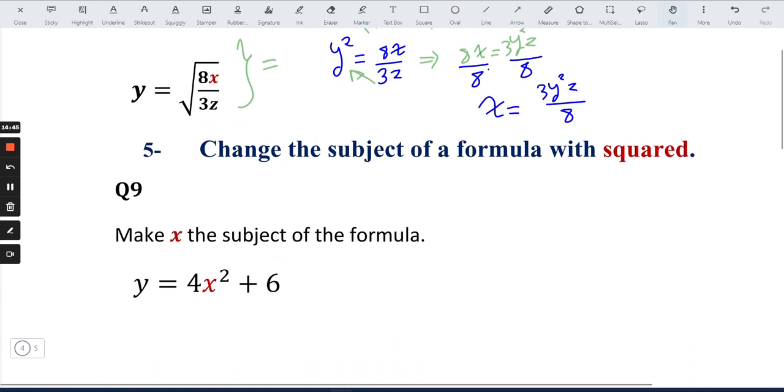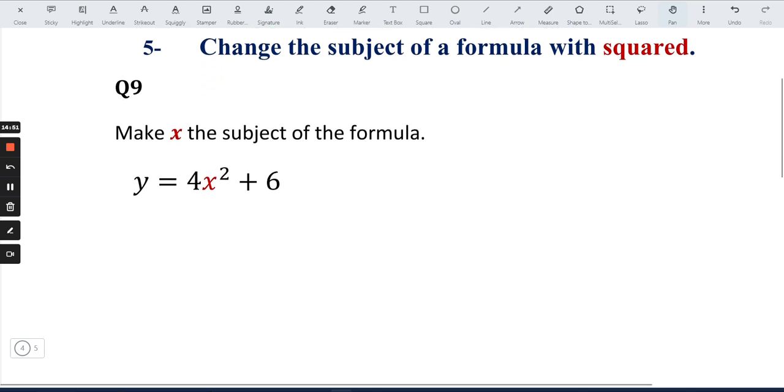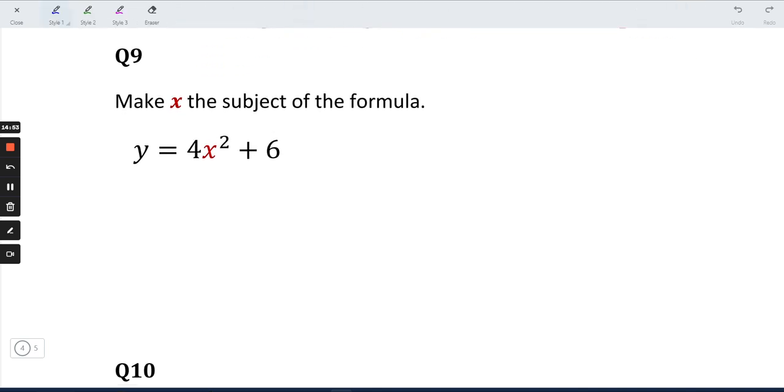The fifth skill here: change the subject of the formula with squared. So now we have squared. Undo square, take a root. Make x the subject of the formula. We have y equals 4x squared plus 6. So we have to cancel out the 6, and we have to cancel the 4, then we'll cancel this square.